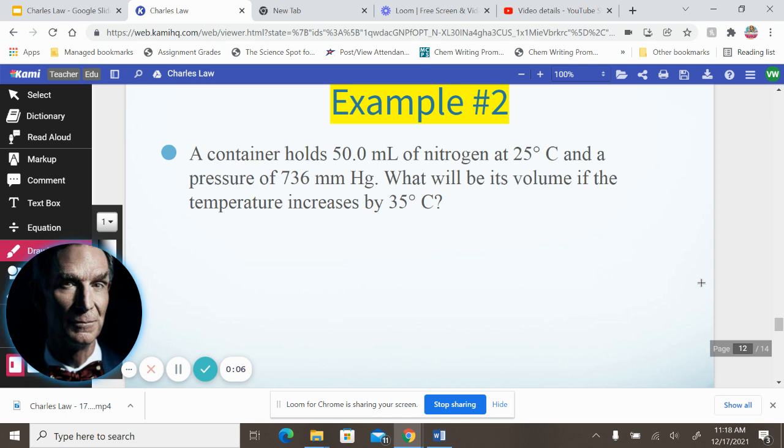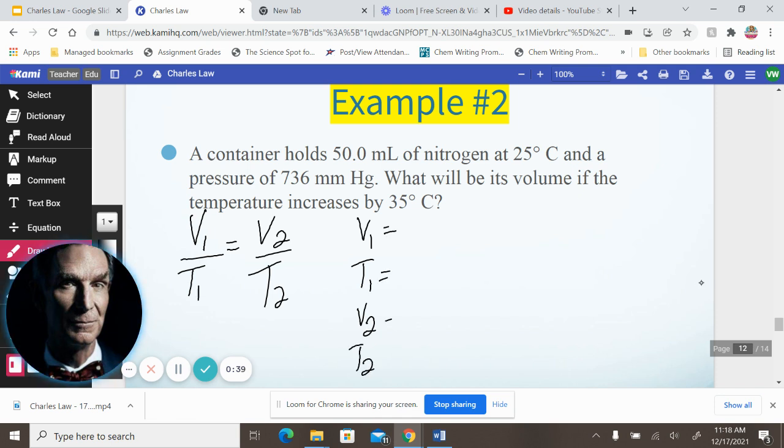Okay, let's go through the second example for Charles's gas law. A container holds 50 milliliters of nitrogen at 25 degrees Celsius and a pressure of 736 millimeters of mercury. What will be its volume if the temperature increases by 35 degrees Celsius? So again, we're using the same formula, V1 over T1 equals V2 over T2. And we're going to go through and find our variables before we plug in.